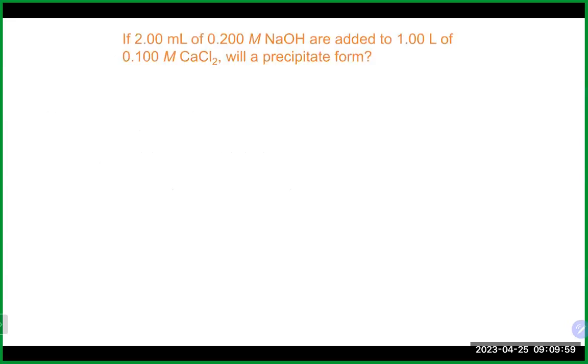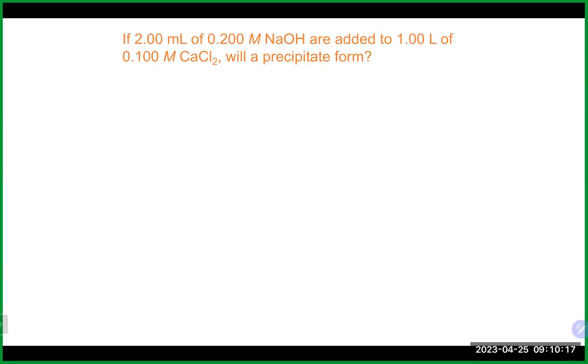So let's take a look at one here. What we want to know is if we take 2 milliliters of a 0.2 molar sodium hydroxide solution and we add it to 1 liter of calcium chloride, will a precipitate form?